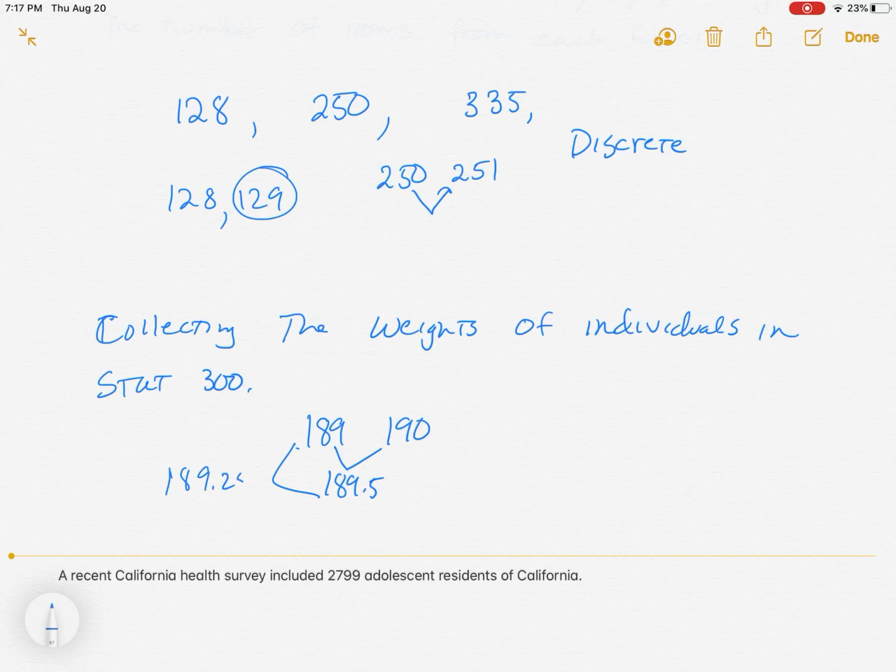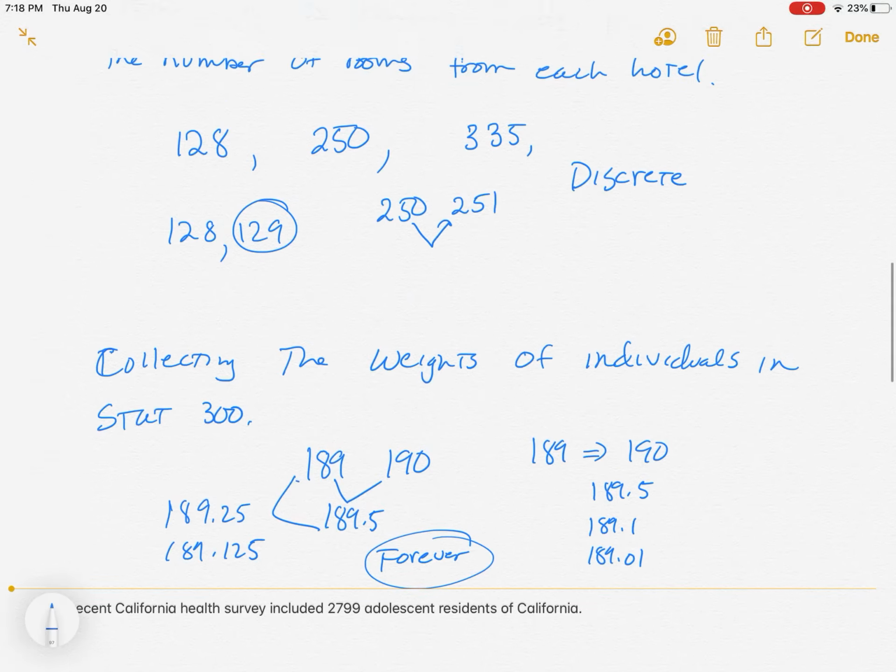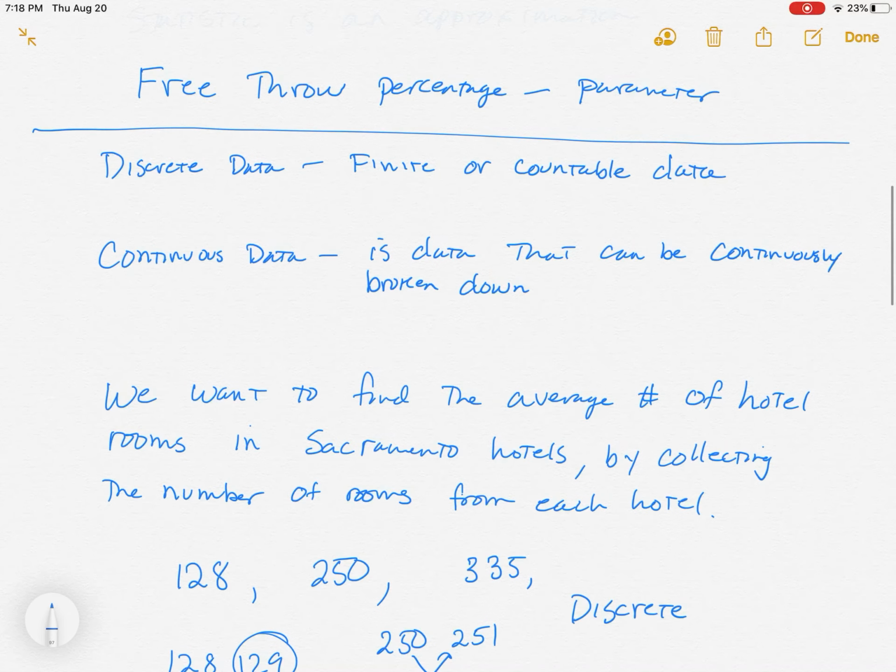There's a bunch of things. There's an infinite number of things, but I'll go right in the middle. Is there anything between 189 and 189.25? 189.125 if I keep going right in the middle. How long can I play this game? Forever. If I have 189 pounds, what's the next weight? If you say 190, I'll say no. What about 189.5? If you say, oh, okay, 189.1, I'll say, well, what about 189.01? And we can play this game forever. That's what I mean by can be broken down continuously.